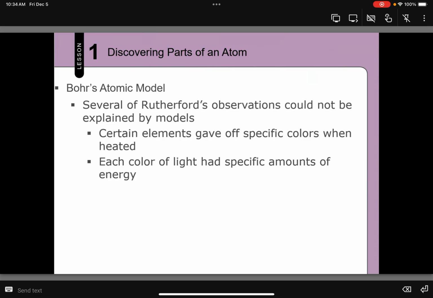Red is due to the element of strontium. So if we light strontium on fire, it'll be red. It likes to make greens, like copper, something like that. So if we were to light strontium on fire, it would burn red, and it's because it gives off a specific amount of energy.